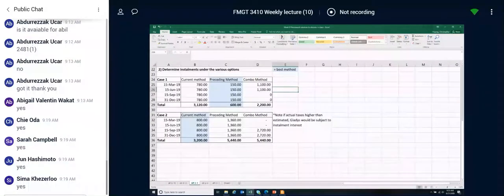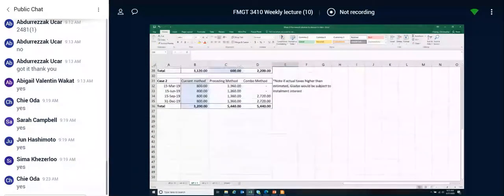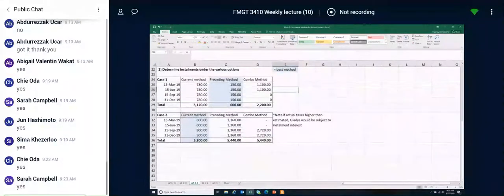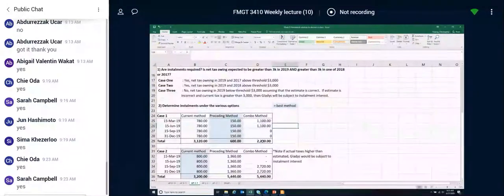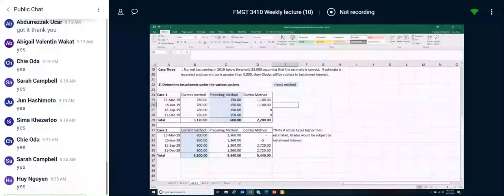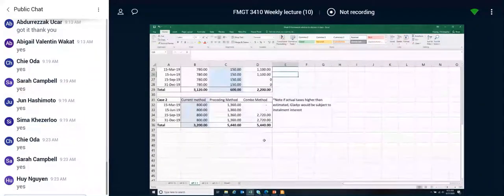Case one. Okay. Cheese, yes. Sarah's, yes. Anyone else? Everyone else good? Okay. Case two.